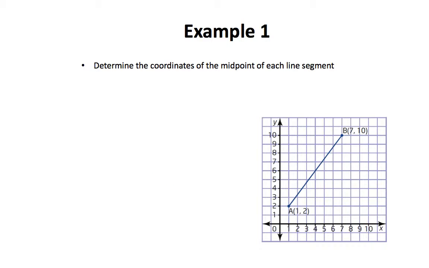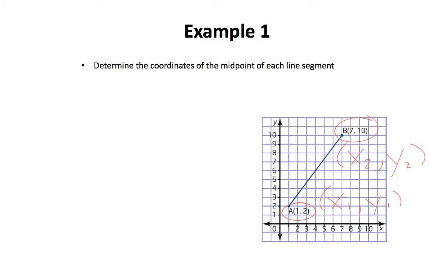In our first example, we want to determine the coordinates of the midpoint of each line segment. I'm arbitrarily going to label point A as point 1. So that would be x1, y1, which would make point B point 2, which would be x2 and y2. It doesn't really matter because when you add these up and divide by 2, you'll get the same answer.